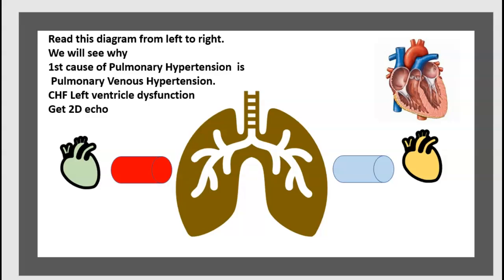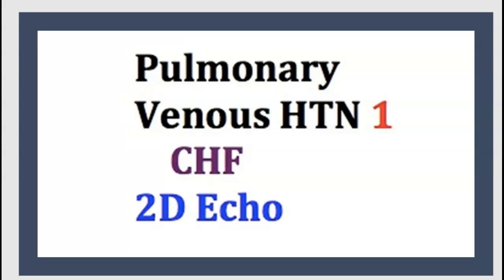To understand pulmonary arterial hypertension, you have to read this diagram from the left to the right. The first cause of pulmonary hypertension is pulmonary venous hypertension. Left ventricular dysfunction leads to high pressure in the pulmonary vein. For pulmonary venous hypertension, the diagnosis is 2D echo.